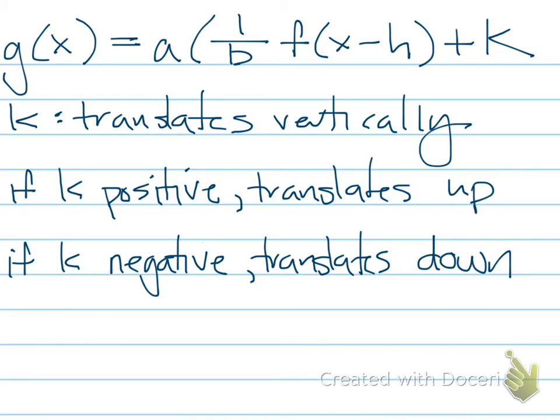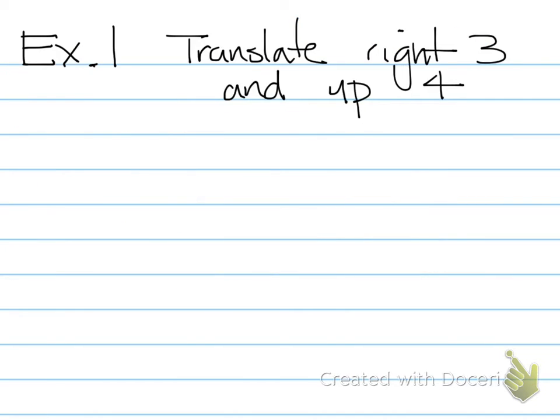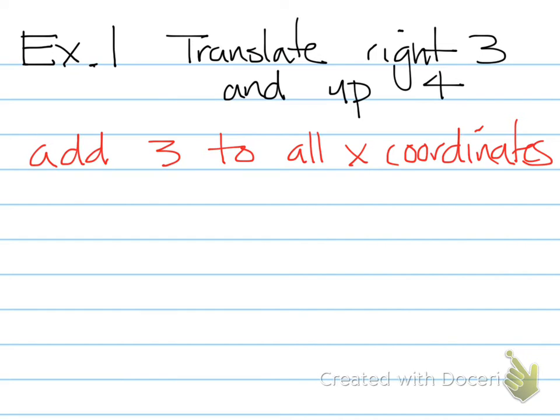And then k translates the graph vertically. So if k is positive, it's going to move the graph up that many units. If k is negative, it's going to move the graph down that many units. All right, so if we have a graph and we want to translate it to the right 3 units and up 4 units, that means we're going to be adding 3 to all of the x coordinates and adding 4 to all of the y coordinates.